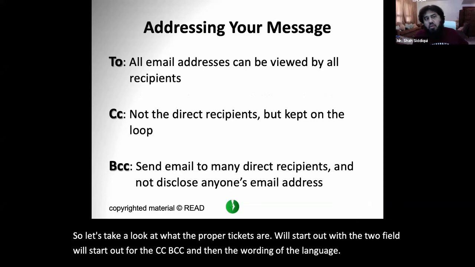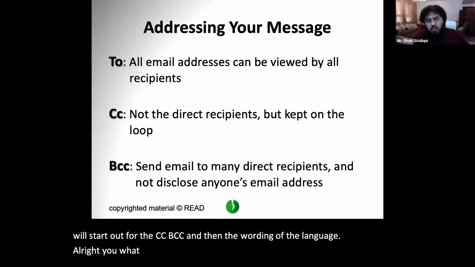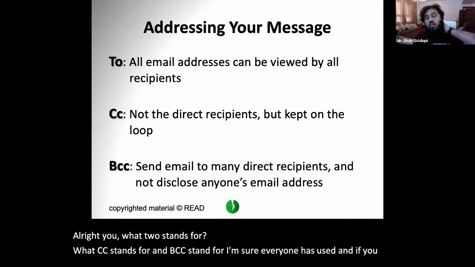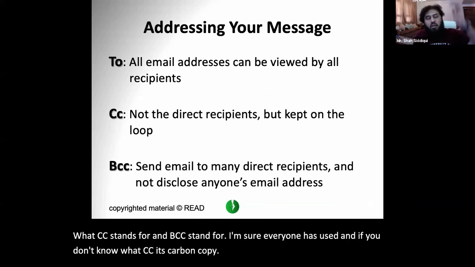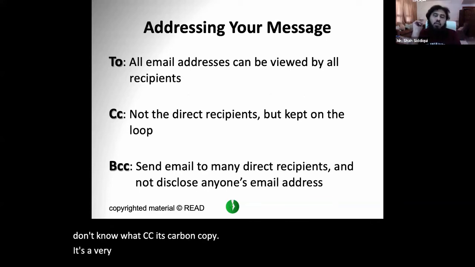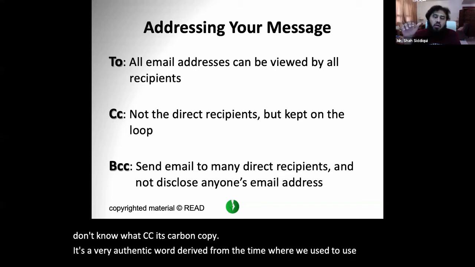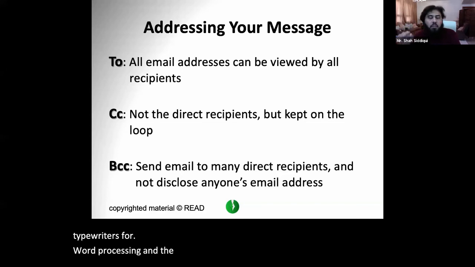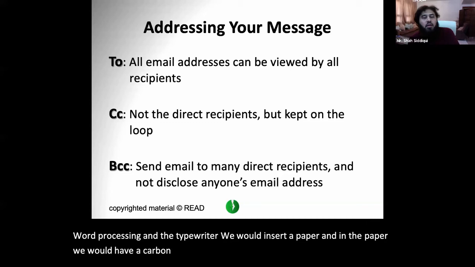All right, you all know what To stands for, what CC stands for and what BCC stands for. I'm sure everyone has used it. And if you don't know what CC is, it's carbon copy. It's a very authentic word derived from the time when we used typewriters for word processing. In the typewriter, we would insert a paper, and underneath it a carbon copy paper, so you get two copies while you type.